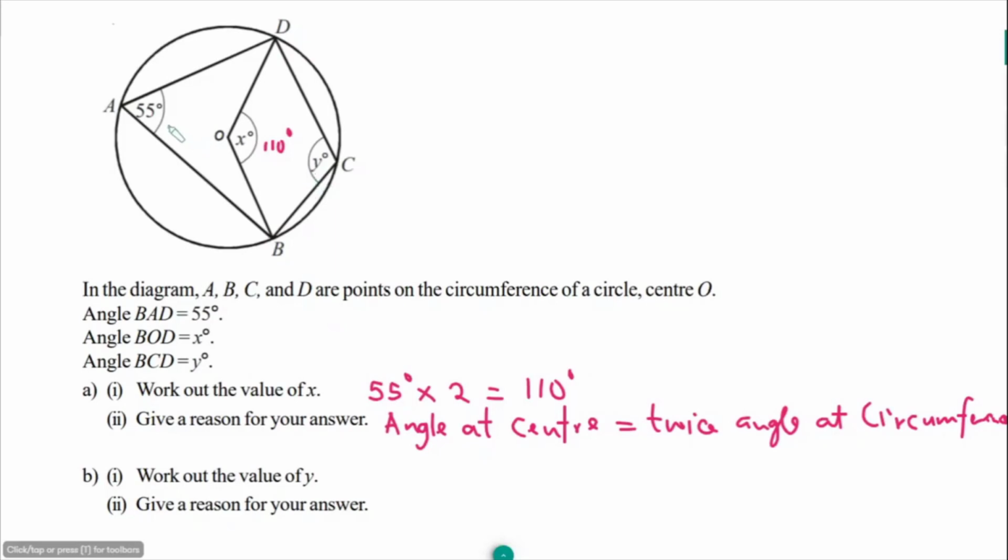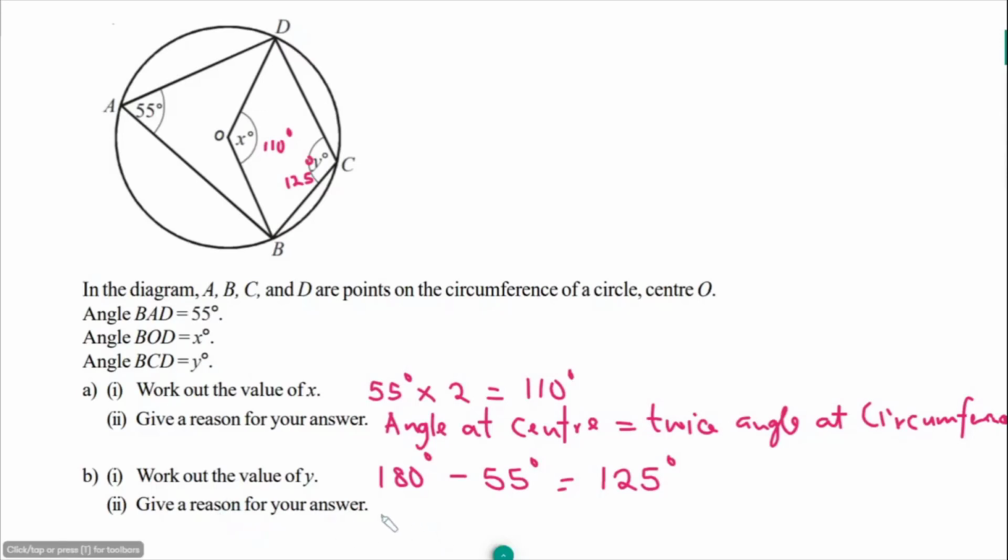So that means 55 plus Y should give me 180. To get Y, what I need to do is to say 180 subtract 55 degrees, and if I do the subtraction, I'm going to have 125 degrees. That's very easy. So Y is definitely going to be 125 degrees. Now, the question says give a reason for your answer.